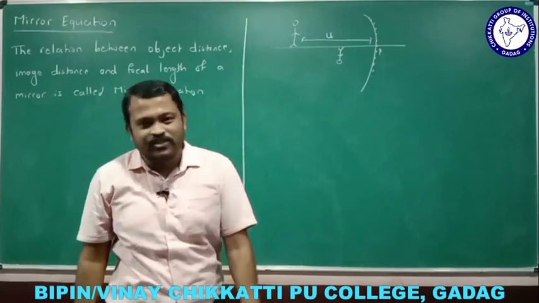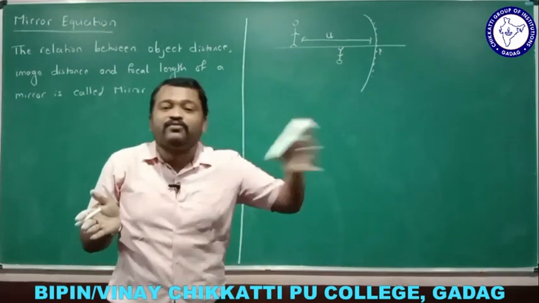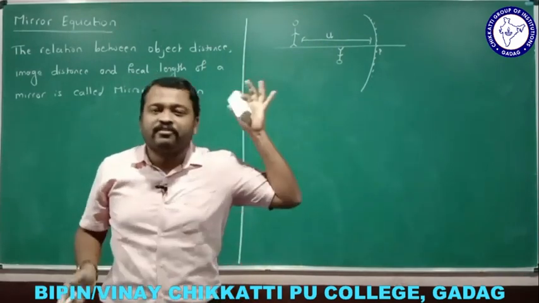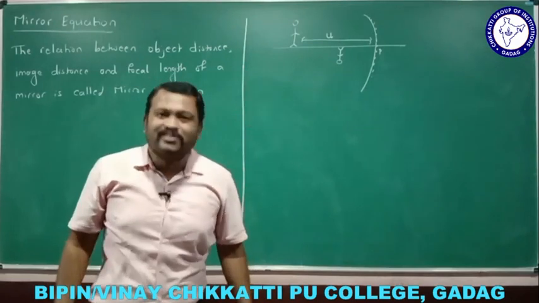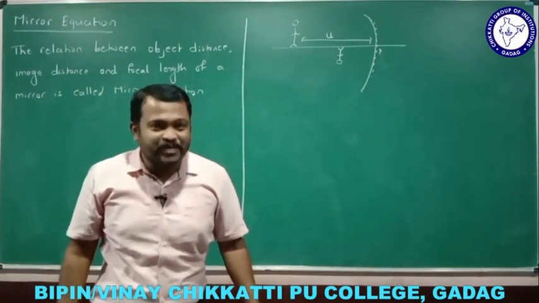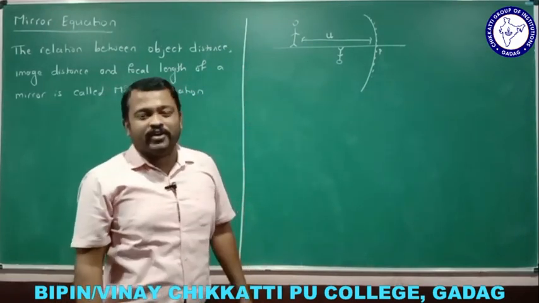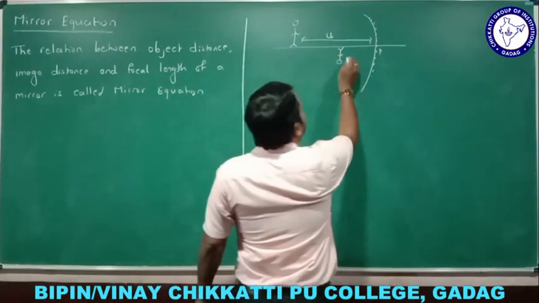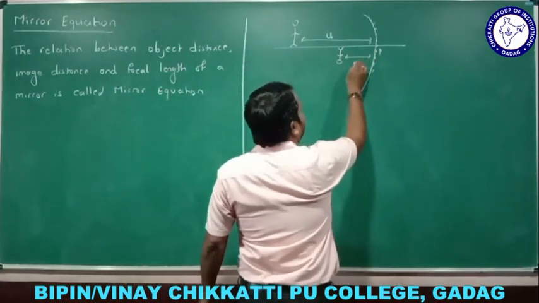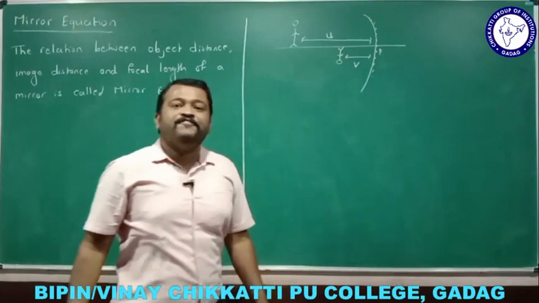Where is the image distance? Simple, the distance of the image from the mirror. From where on the mirror? From the pole, because distances are always measured from the pole. Where is the image distance? This distance is the image distance, and we denote the image distance by v here.